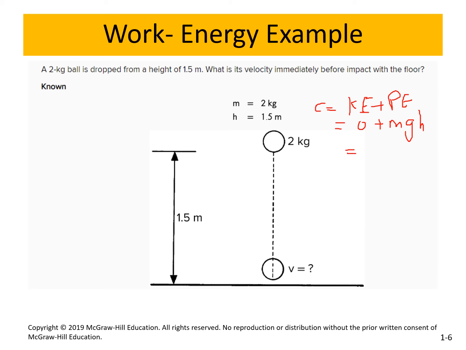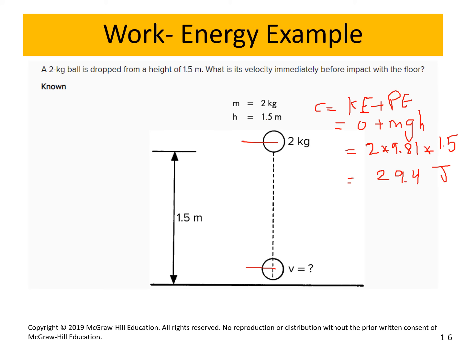So what is my mass? It's 2. The gravitational acceleration, 9.81. And the height is how much? 1.5. So that's your summation of energies. That equals 29.4 joules. Yeah, that's 3 significant figures. So this is my summation of kinetic energy and potential energy. This value here should be the same value down there.